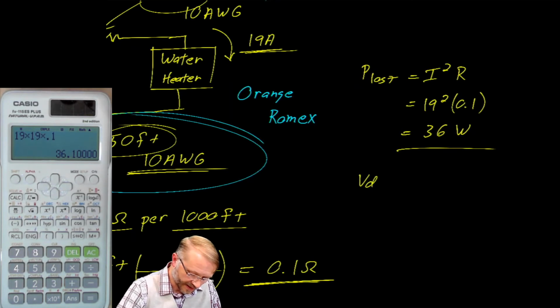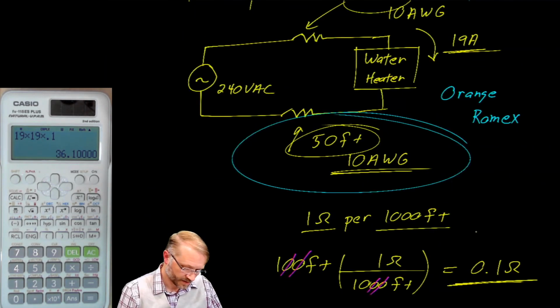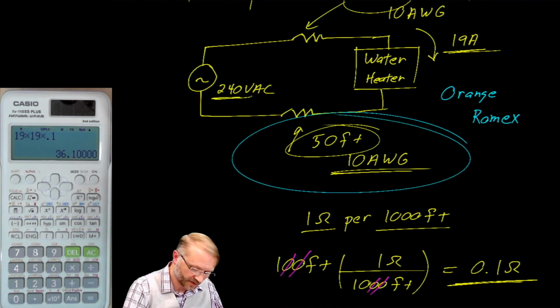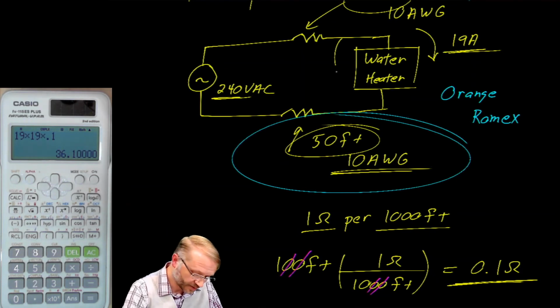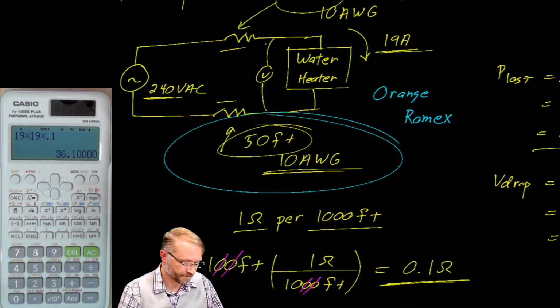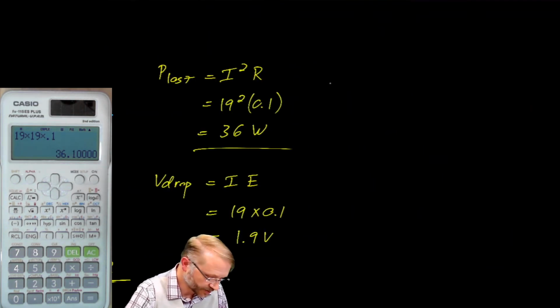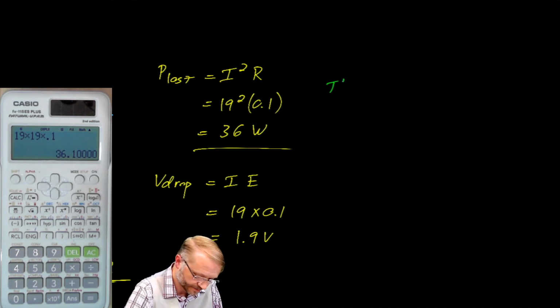The voltage drop in the wire is the current times the resistance, which in this case is 19 by 0.1, which is 1.9 volts. So your water heater doesn't get the full 240 volts. It gets about 238 volts because some of the voltage is dropped across the wire. If we put this into words, we would say the wire's temperature will be greater than the ambient temperature.